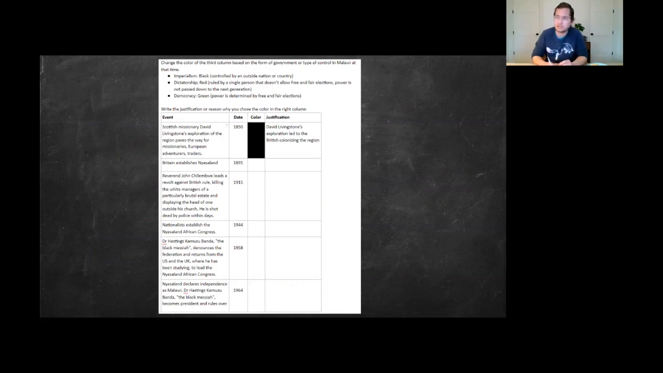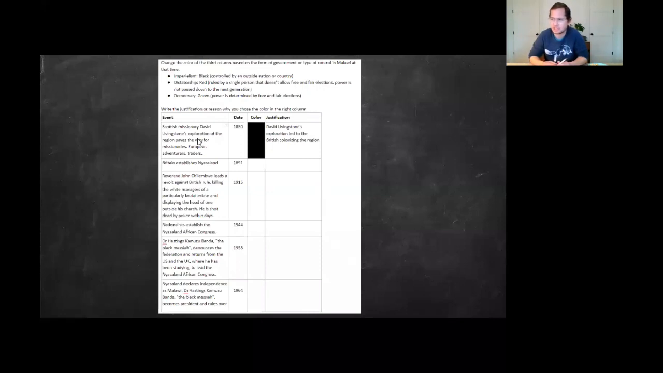Now, what I want you to do is, I've given you the dates. I've basically given you a timeline. In that timeline, you're going to see the date, and what happened on that day, like the event. And then you're going to see two blank columns to the right. One is labeled color, and the other justification. What you need to do is, based on the information that you hear in the presentation and in the slideshow and in this left column, determine what form of government or control was in Malawi at that time.